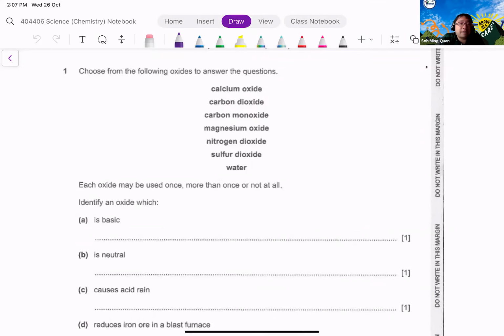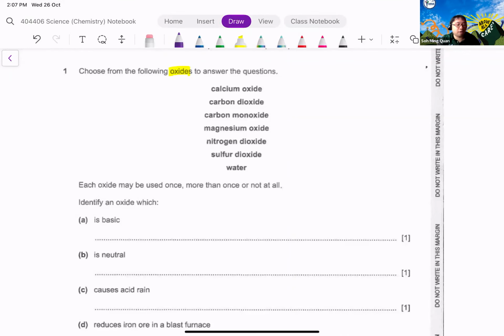Now, question 1 is clearly about oxides. The question said so, right? So clearly, this is about types of oxides. So let's revise along the way. So even before we start, let's try to categorize these oxides according to their types. There are 4 types of oxides: acidic, basic, amphoteric, neutral. So how do you know which is which?